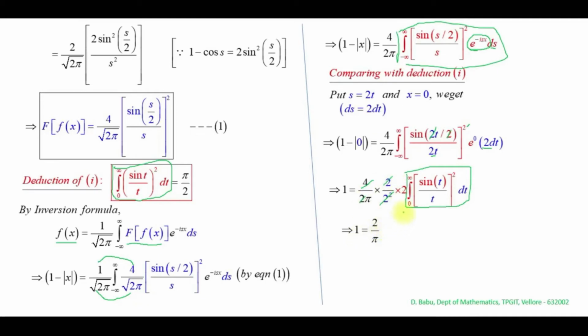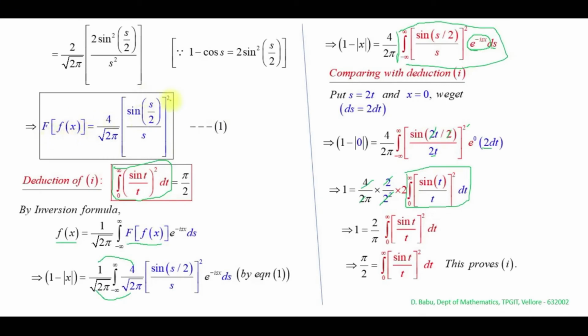So 1 equal to 2 by pi times integral 0 to infinity. Now bring this term to the left hand side. We have pi by 2. So it implies pi by 2 equal to 0 to infinity sin t by t whole square dt. So this proves 1.